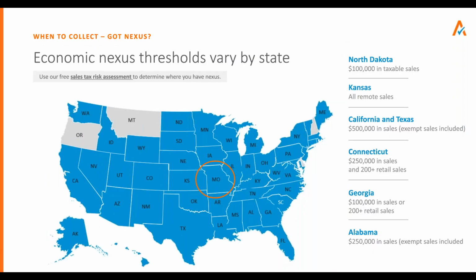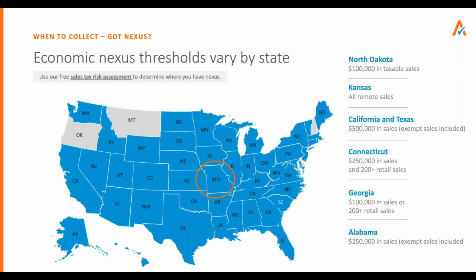So what does this mean for your business? When we look at the map, you can see here, most states, it's $100,000 or 200 individual transactions. The exceptions, California and Texas have high thresholds. Connecticut, 250,000. Georgia, 100,000 and 200 individual transactions. Alabama, $250,000 in sales. And here's one of the questions I get all the time.